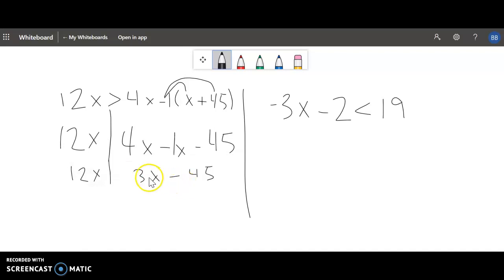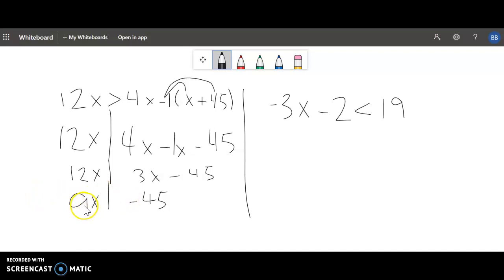Okay, and you need x's all on one side and numbers on the other side, so I need to move these x's so that I only have x's on this left side. So let me do that. 3x can be subtracted from both sides so that I only have negative 45 on this side. So if I subtract 3x, this is gone, and that's all that's left. Subtract 3x over here, and I have 9x left.